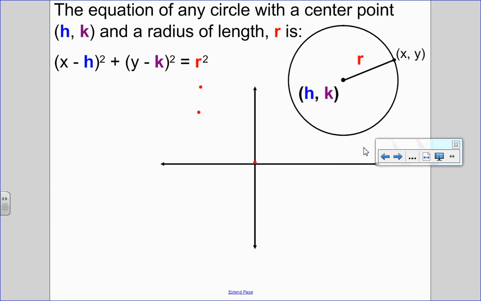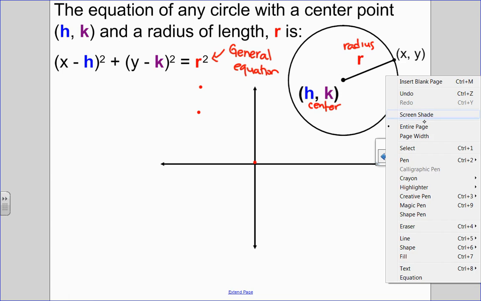So in general right now, this is the general equation of a circle. What this means is that if I have any circle that has a center point at h, k and a radius of length r, the equation of my circle is going to be (x - h)^2 + (y - k)^2 = r^2. That's my general equation.